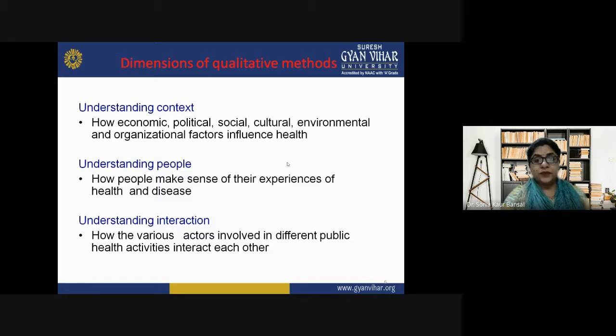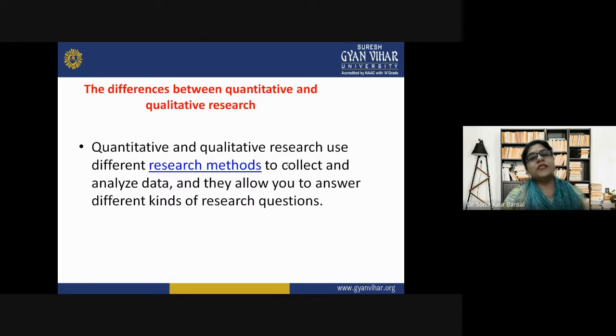Understanding people, how people make sense of their experiences of health and diseases. Understanding the interaction, how the various actors involved in different public health activities interact with each other. So these are some dimensions of qualitative research. Now the differences between quantitative and qualitative research we are going to see on the basis of some points.